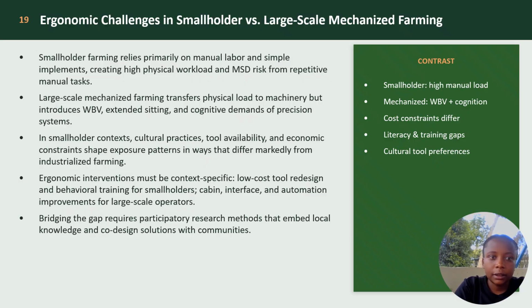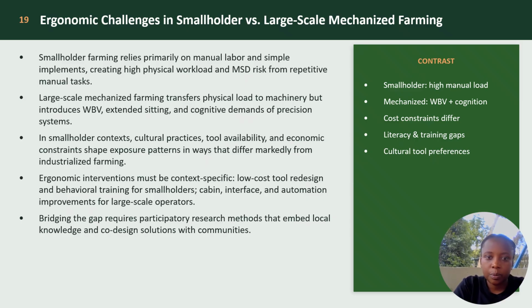Topic 19 is about ergonomic challenges in smallholder versus mechanized farming. Smallholder farming relies on primarily manual labor and simple implements, creating higher physical workload and musculoskeletal disorder risk from repetitive manual tasks. Large-scale mechanization transfers physical load to machinery, which introduces whole-body vibration, extended sitting, and the cognitive demands of precision systems.